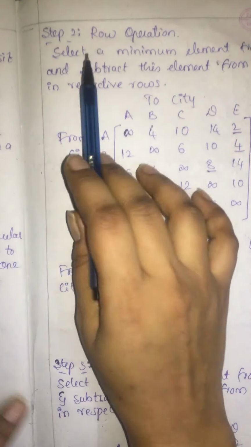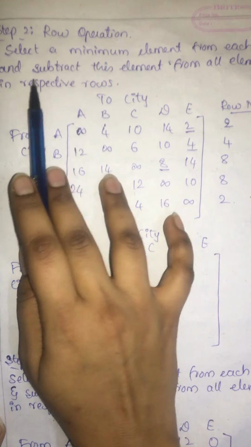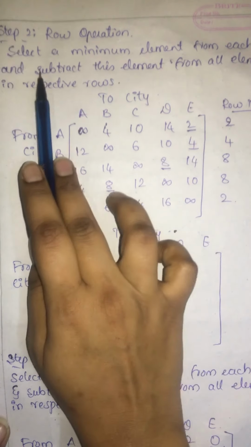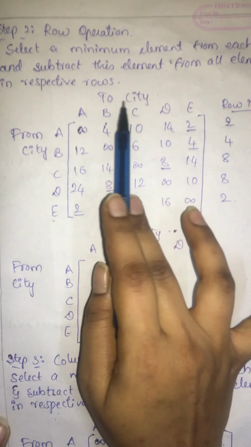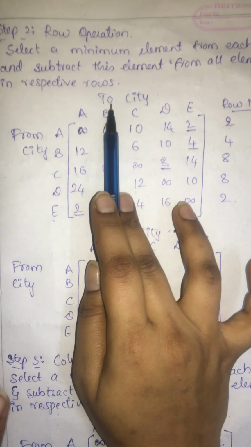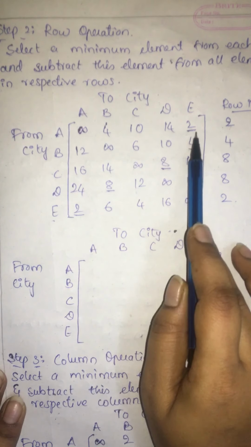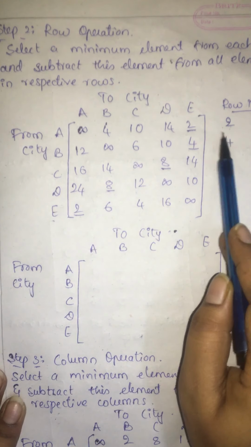The second step states the row operation. In the row operation, we have to select the minimum element from each row and subtract this element from all the elements in the respective row. So I'll take the same example, that is from city and to city. In this, I'll take the first row. In the first row, what is the minimum element? That is, the row minimum is given by 2.